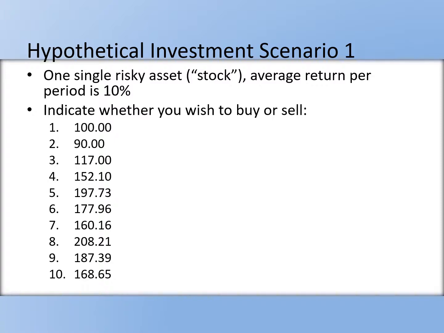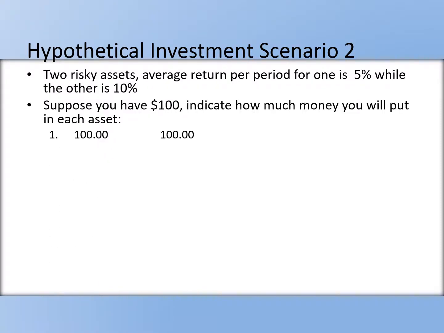In the second hypothetical scenario, you actually have two assets, right? One has a higher return, the other has a lower return. You don't know which one is which, but you do know that one has a higher return than the other. Now the variance is about the same. I think the one with the lower return has slightly lower variance, so the higher return has slightly higher variance.